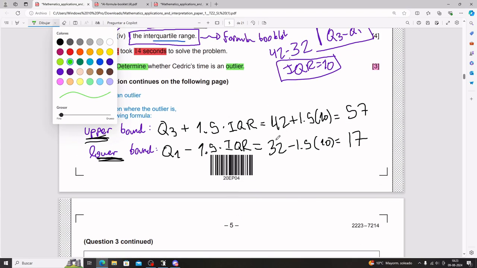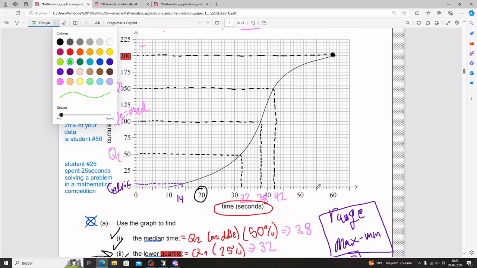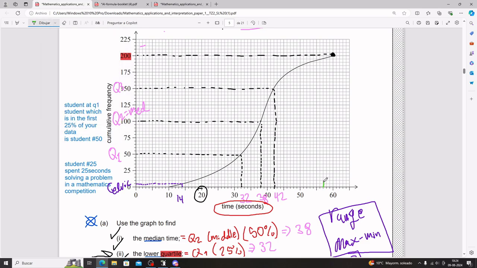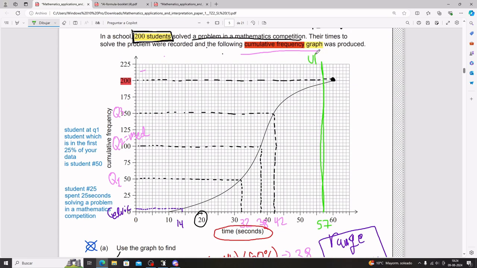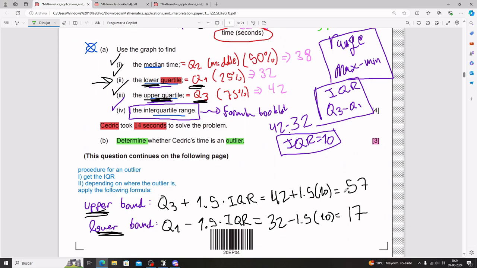So the upper bound is 57. So at 57, which is 55, 56, 57, which is right there. So here you have 57. This will be the upper bound, right? So anyone to the right of this is considered an outlier. So student number 200 is an outlier. Student number like 190 is also an outlier. Okay, makes sense. See? Well, for the lower bound, you have 17.